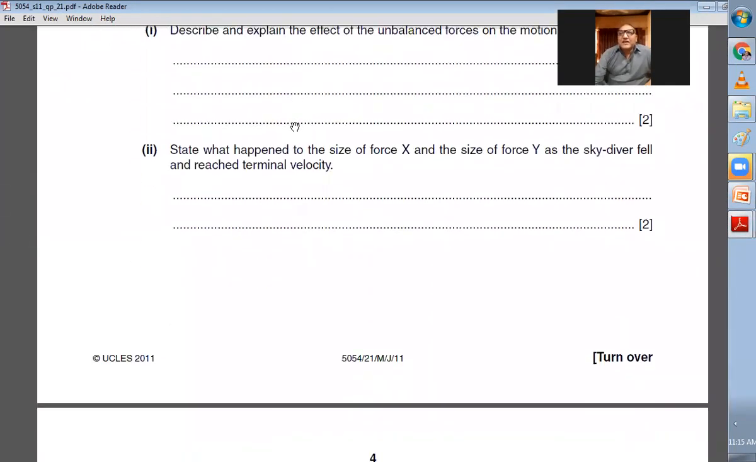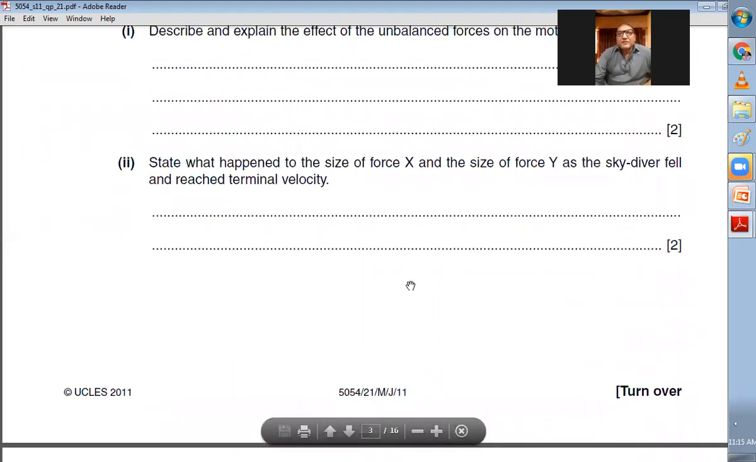B, second part. That's on your screen right now. He says, state what happened to the size of the force X and the size of the force Y as the skydiver falls and reaches the terminal velocity. You see, during this whole fall, remember one thing, never say that the value of the weight changes. No, the value of the weight throughout remains constant.